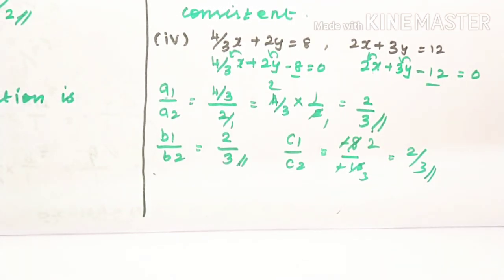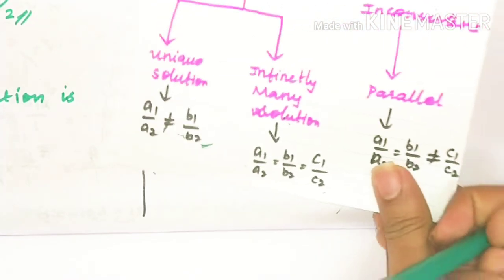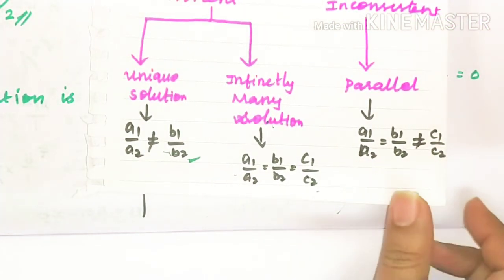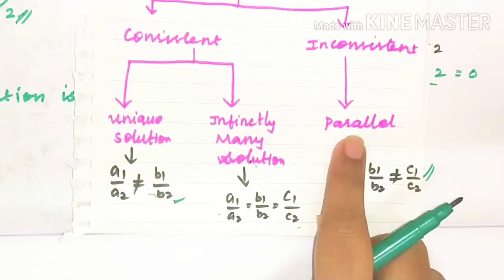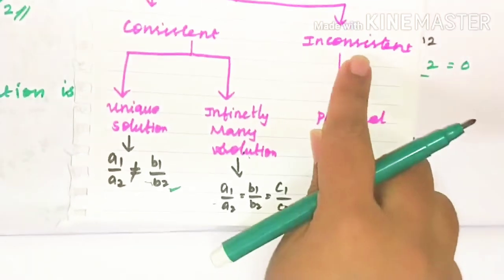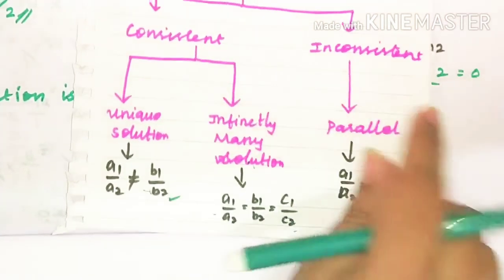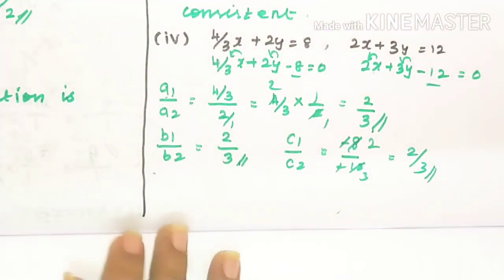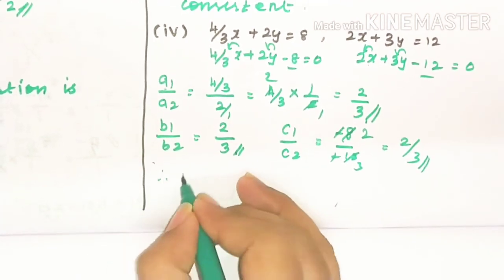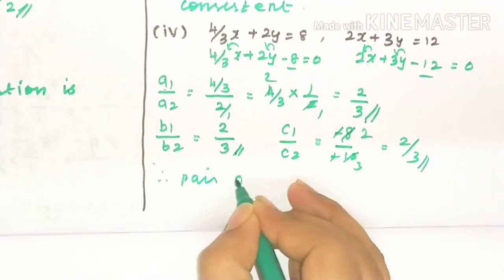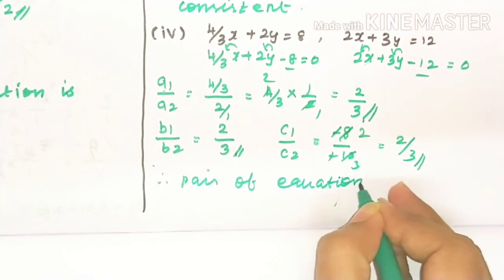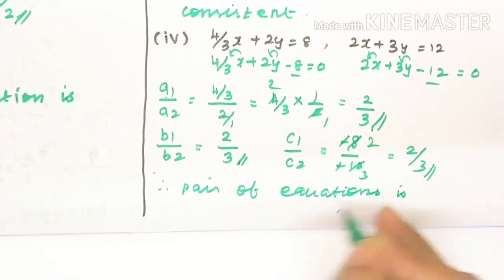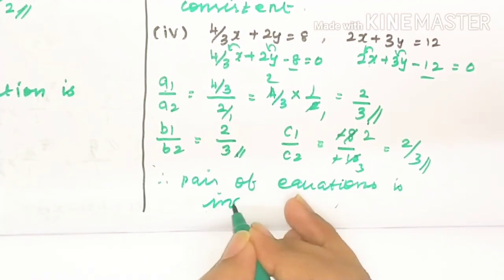So all are equal. If all are equal, what is the condition? I will show you now. a1 by a2 equal to b1 by b2 not equal to c1 by c2 means we can say that it is parallel. If it is parallel means we can say it is inconsistent. Therefore, the pair of equations is inconsistent.